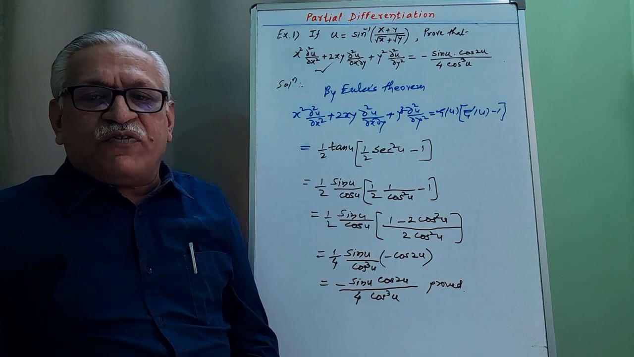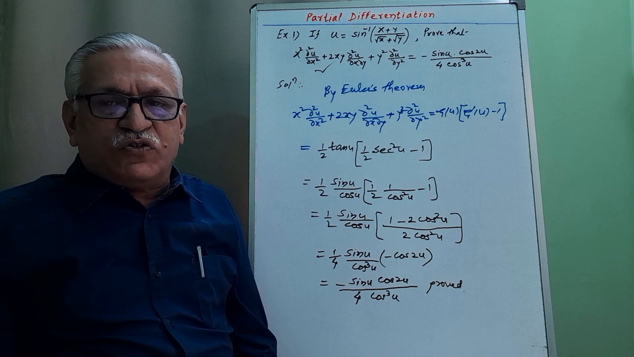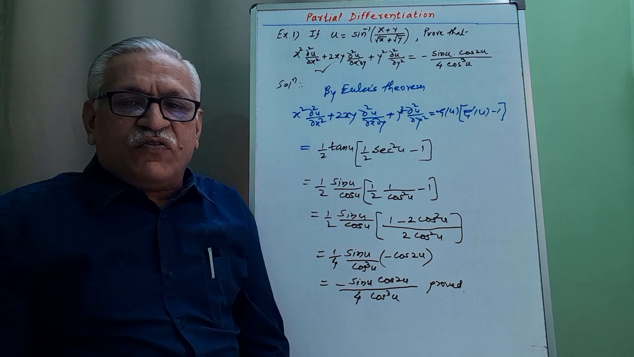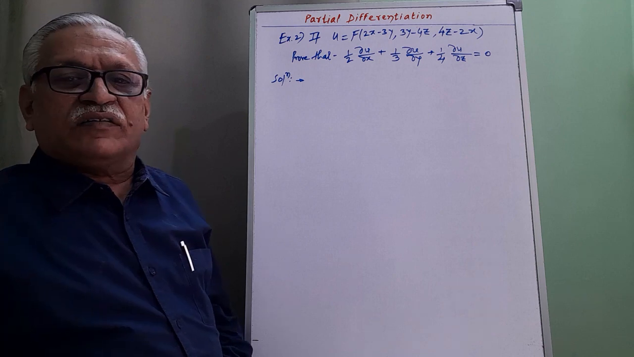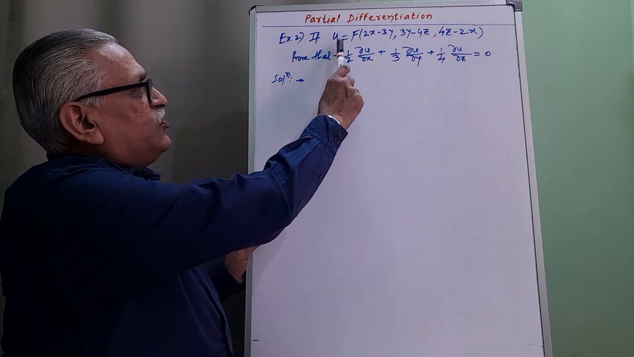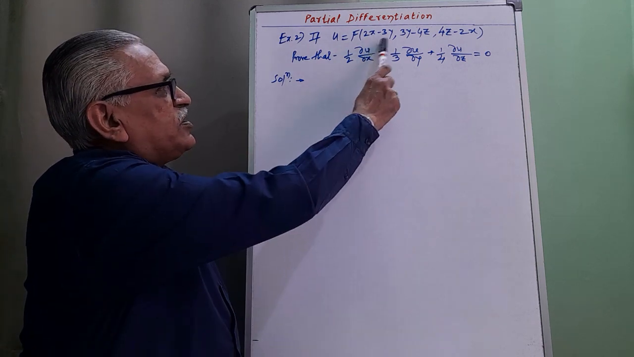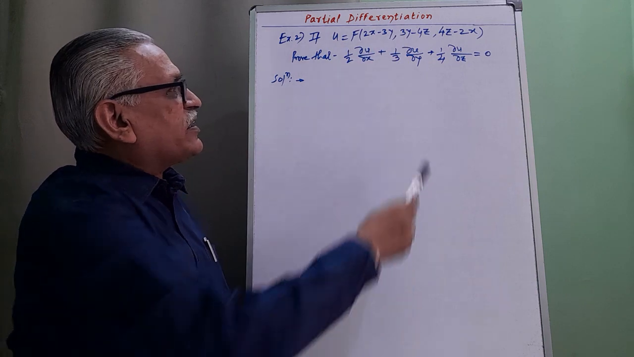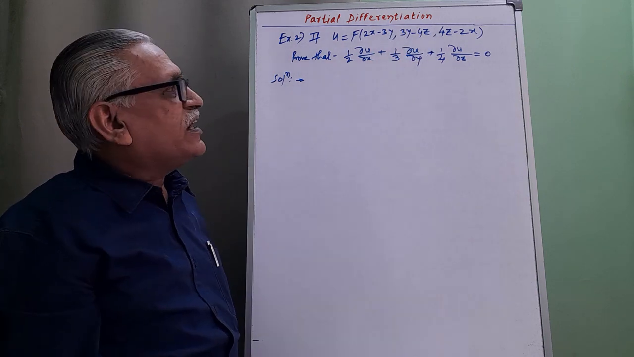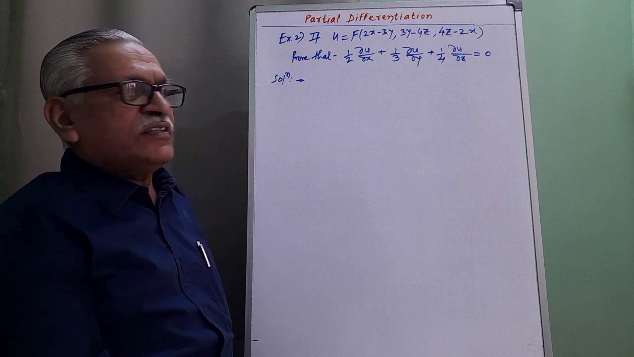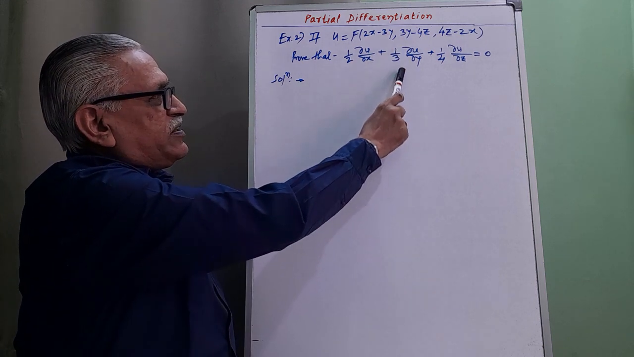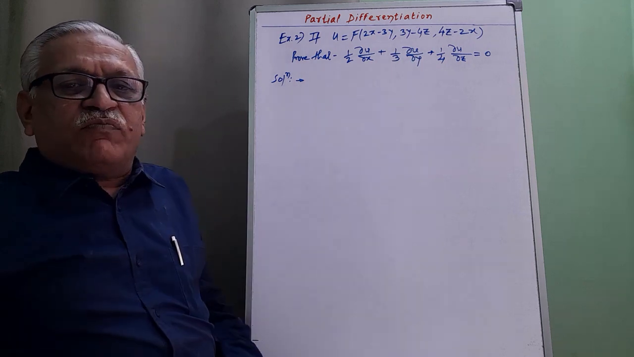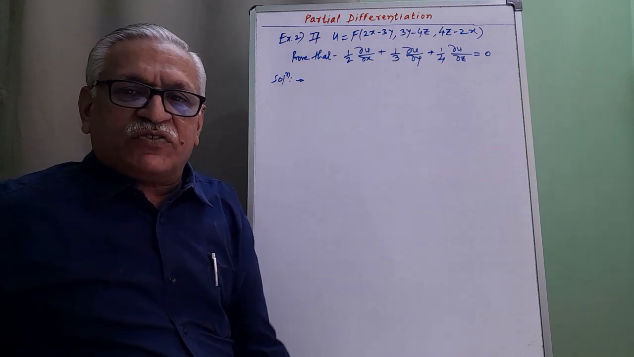Therefore, this is the problem of Euler's theorem. Case number 2, as it is function of homogeneous expression. Second example: if u is equal to a function of 3 terms, 2x minus 3y, 3y minus 4z, and 4z minus 2x, then prove that 1 by 2 into dou u by dou x plus 1 by 3 into dou u by dou y plus 1 by 4 dou u by dou z is equal to 0.